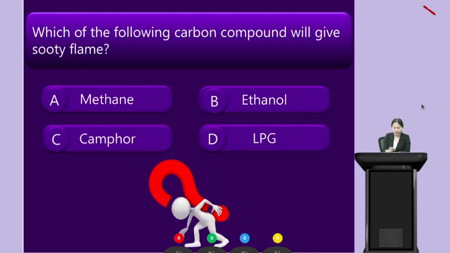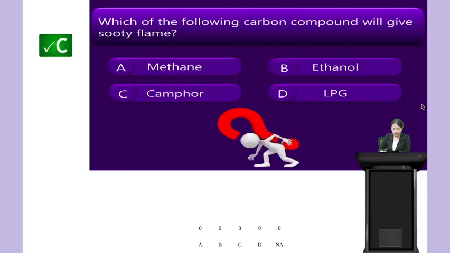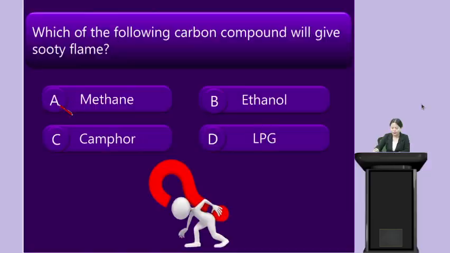Let us see. Methane is a saturated carbon compound. Ethanol is also a saturated compound, and LPG is also a saturated compound. Saturated carbon compounds give a clean flame, so these three will not be the option. Camphor is an unsaturated carbon compound, so it will give a sooty flame. So the correct answer is option C, that is camphor.